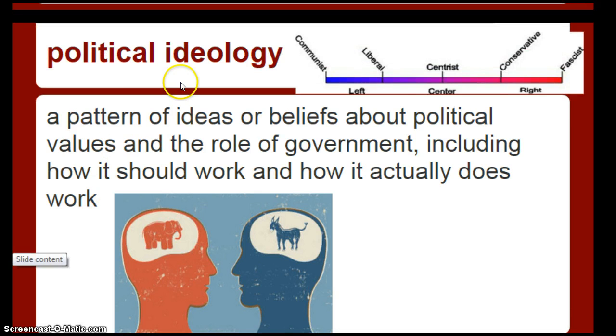Our next term is political ideology, and these refer to the kind of beliefs that people have. So they are a pattern of ideas or beliefs about political values and the role of government, including how it should work and how it actually does work. So up here in the upper right, we have a range of different beliefs or political ideologies, everything on the left from communist, all the way on the right to fascist. And this picture here is showing symbols of Republicans and Democrats, which would also be a couple of political ideologies.